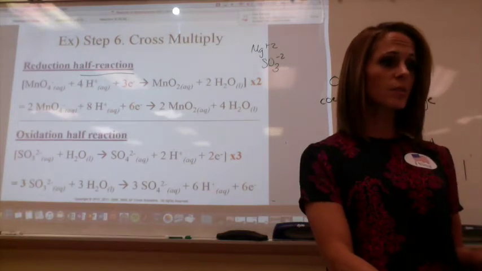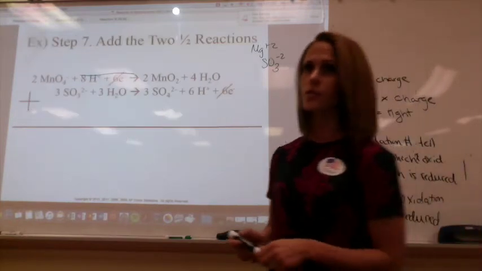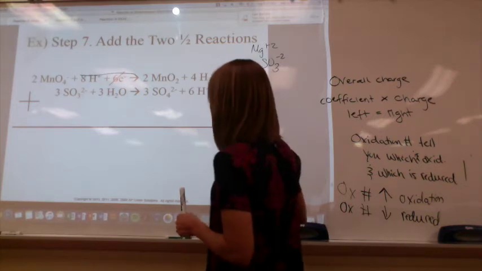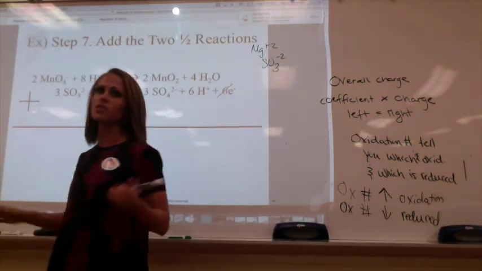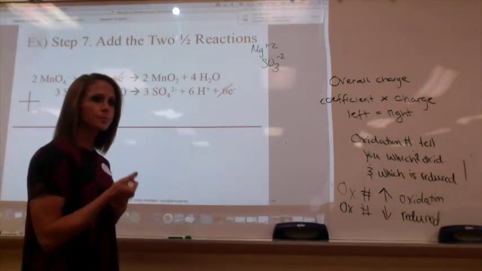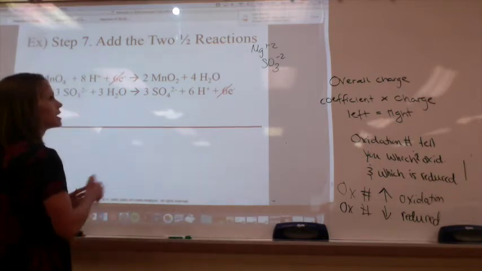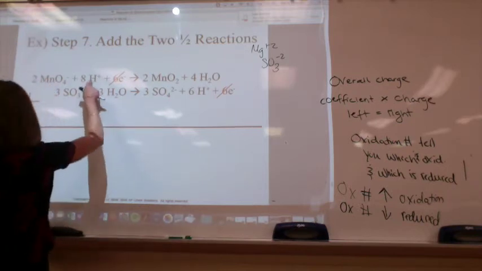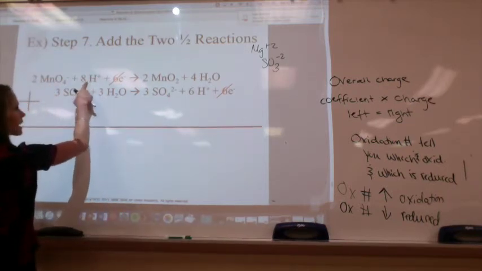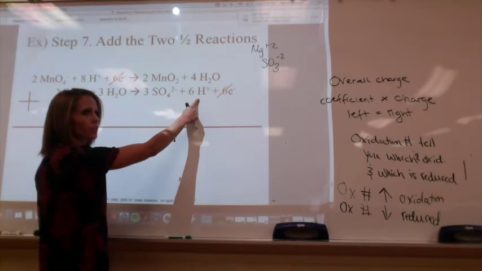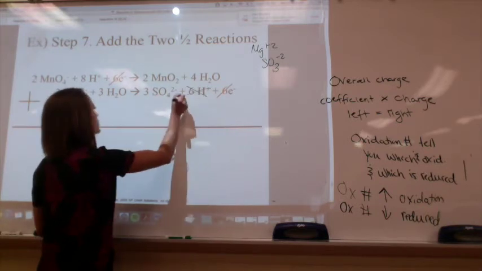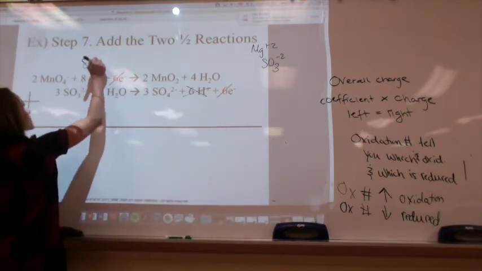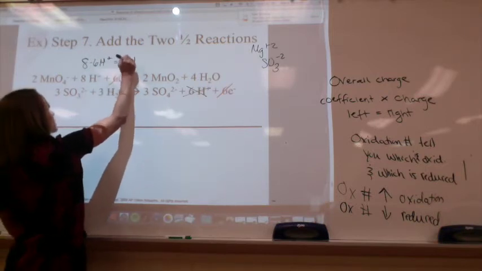You all should have gotten to this point, and then I asked you to stop for number 7. When you combine your half reactions, we all know that we need to just cancel our electrons, agreed? But what you need to really do is cancel everything that can be canceled. So do you see how many hydrogens are here? 8, right, on the left. How many hydrogens are here on the right? 6. So those go away. 8 minus 6 H pluses gives me 2 H pluses on the left.